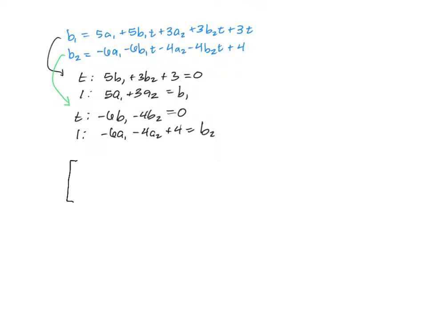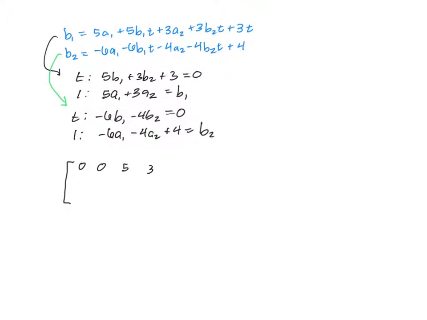So this is going to be in matrix form. Looking at the A1s, we've got 0 and 0. We've got 5 of the B1s, and we've got 3 of the B2s. And we have a negative 3 when we bring the constant over to the other side. All right, and then for the next one, we're going to have a 5 in the A1 location, a 3 in the A2 location, a negative 1 in the B1 location, 0 in the B2 location, and a 0 on the right-hand side after we move the B1 over.